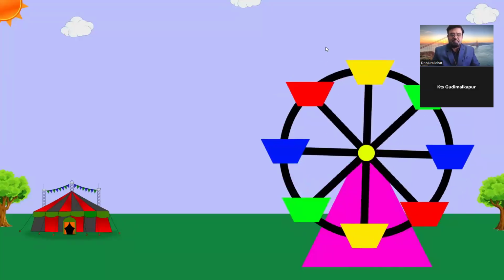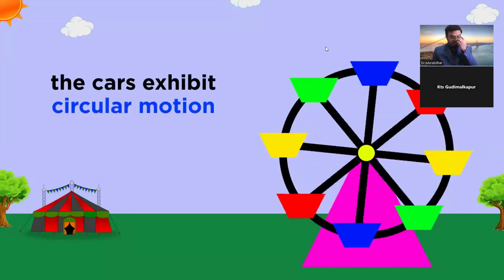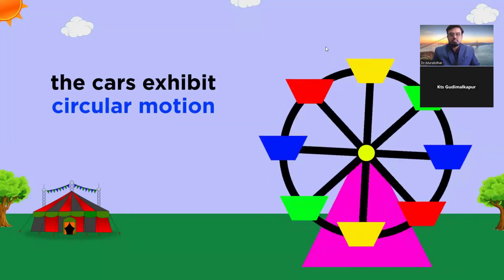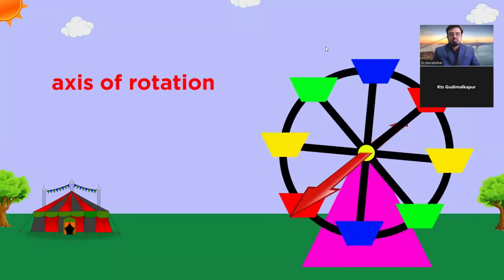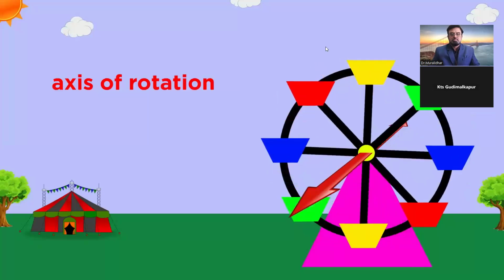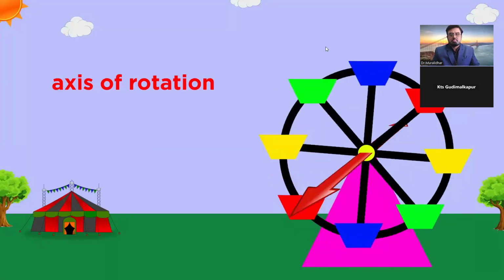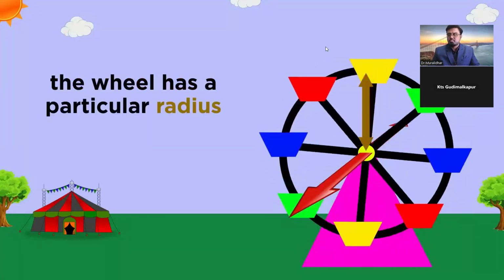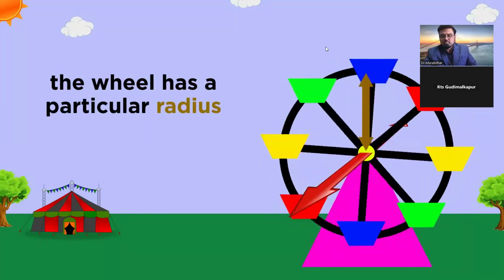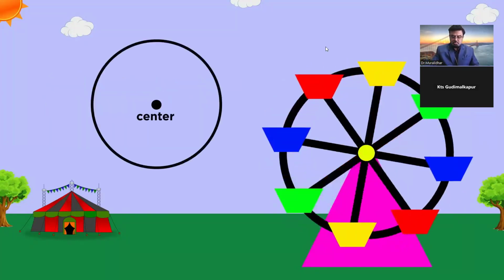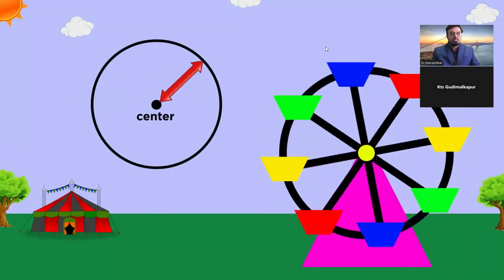As the wheel turns, the cars exhibit circular motion because they revolve around a single axis of rotation, which runs through the center of the wheel perpendicular to the plane that contains it. The cars move around this axis with a constant radius, so they trace a circle as they move, since a circle is the set of all points equidistant from some central point.